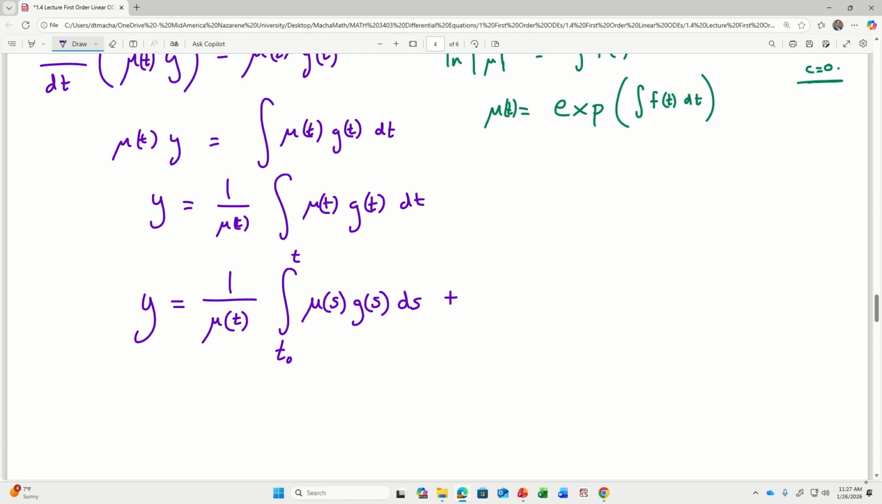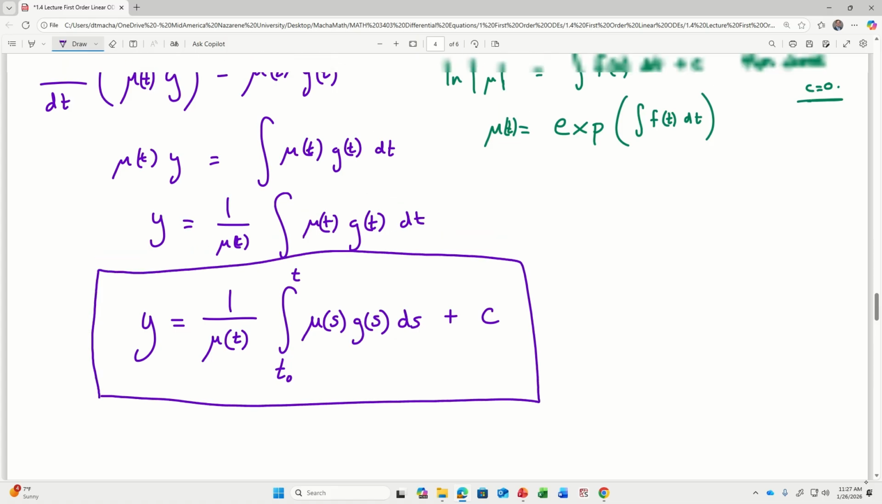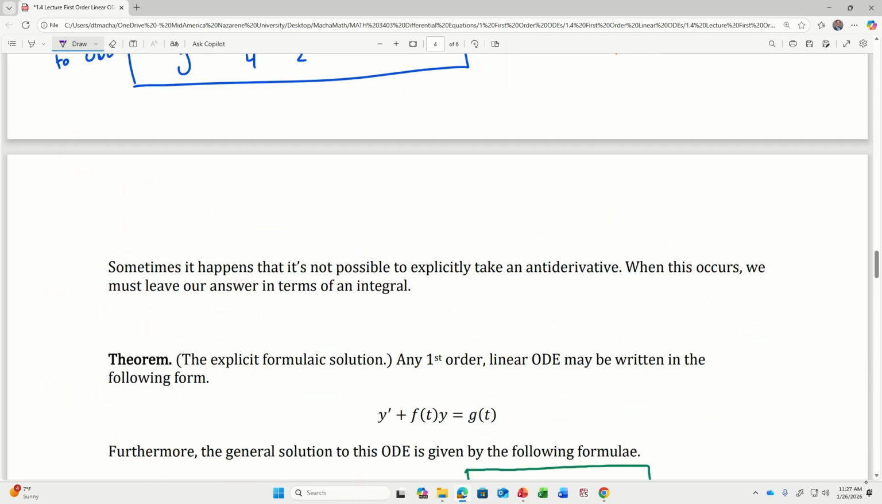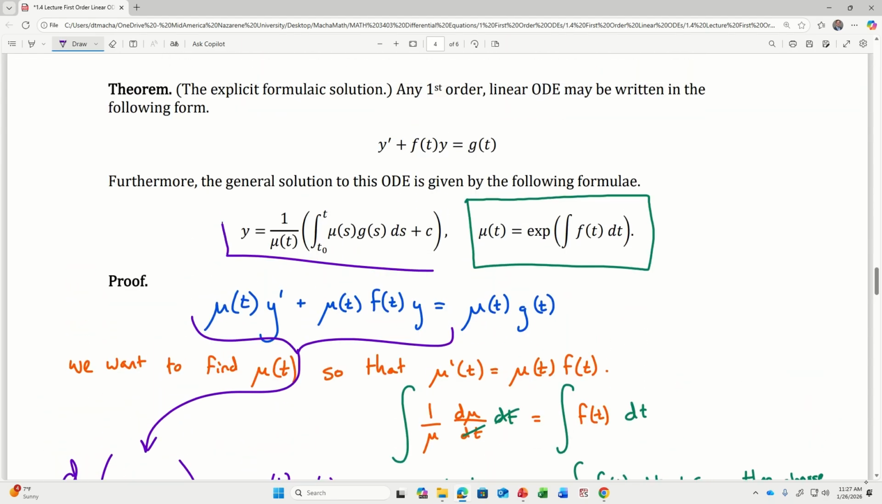And then because I could choose a different time value to start my integral at, later or sooner or whatever, I do have to include a little constant. And solving for that constant is going to be the problem of the initial value problem, figuring out what that c is. But these are formulas that we can use to solve any first order linear ODE.